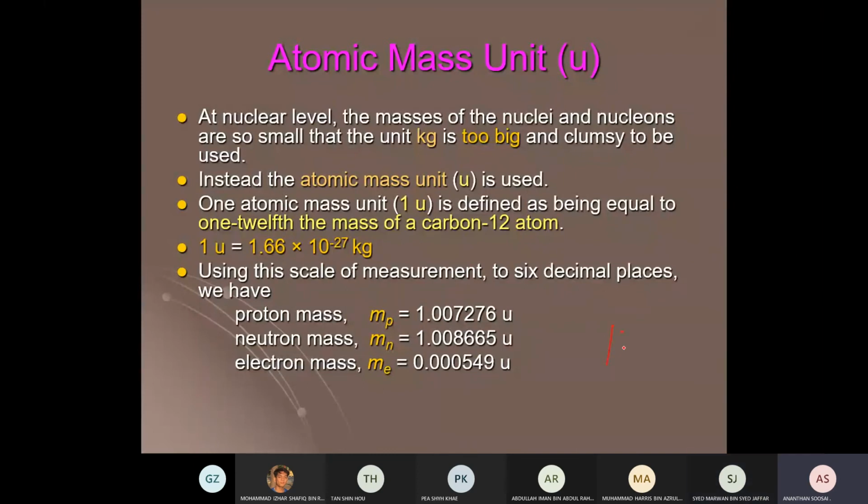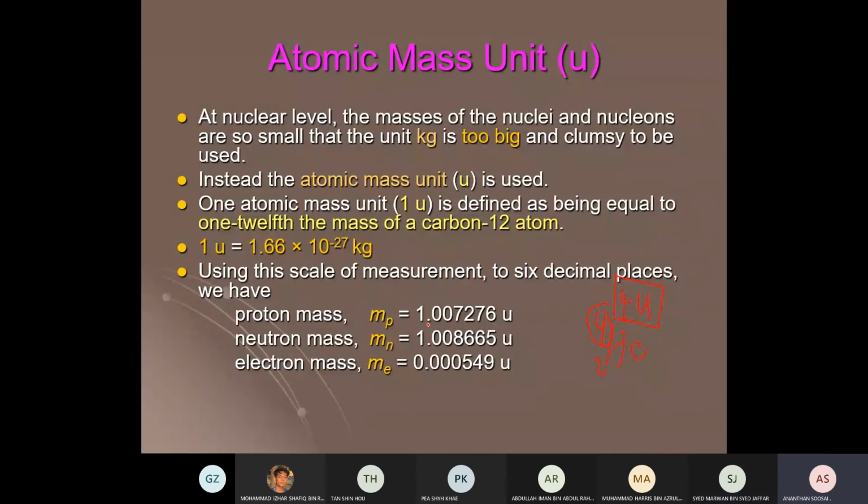So remember helium 4-2, the nucleon number is 4. What is the mass of helium? Mass of one atom of helium is 4U, right? U stands for 1.66 times 10 to the power negative 27 kilogram. Okay, atomic mass unit.